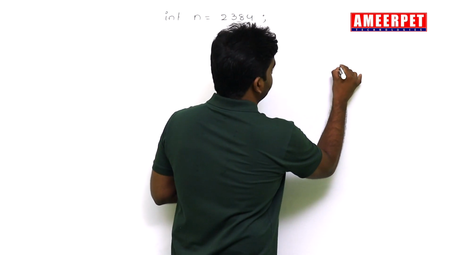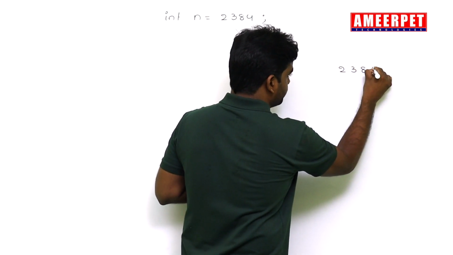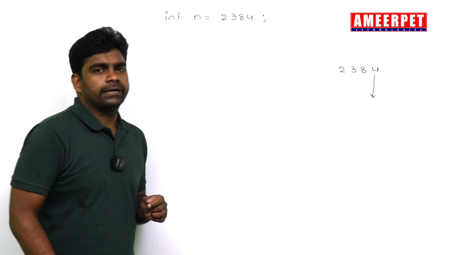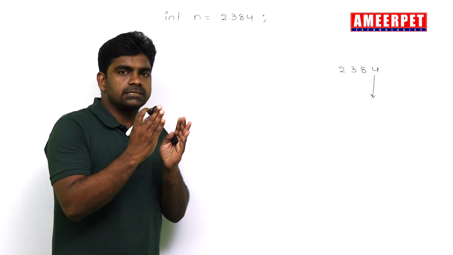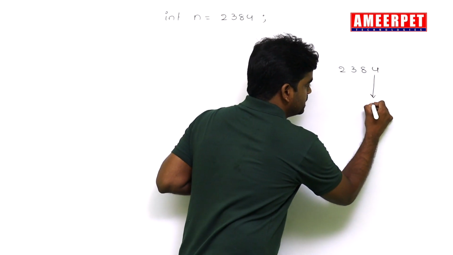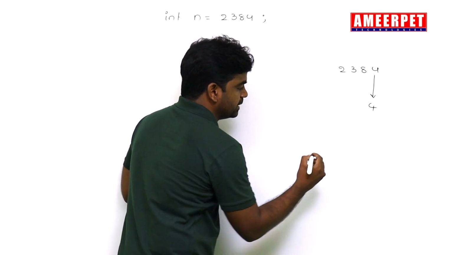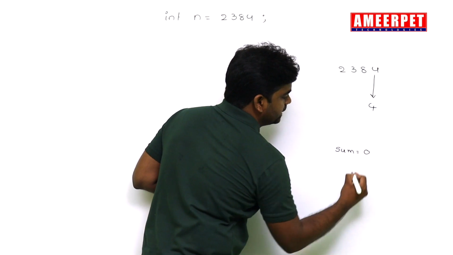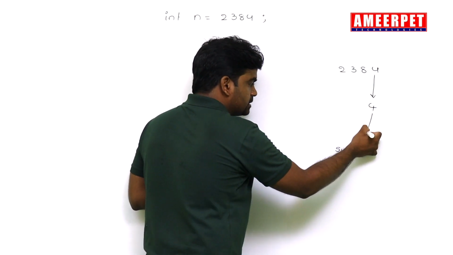First of all, what are the operations we need to do? First, if you take that number, we need to get the digit. You know how to get digit by digit. From the last only we will get the digits. So we need to get the digit. After getting the digit, add that digit to the sum. Initially take the sum value 0. Add the digit to the sum.